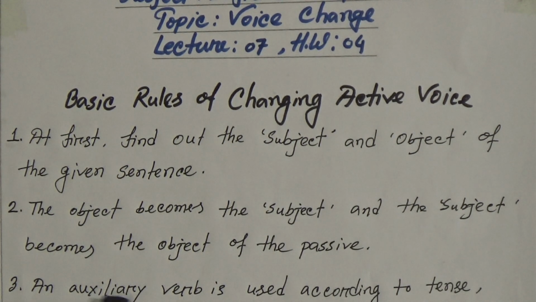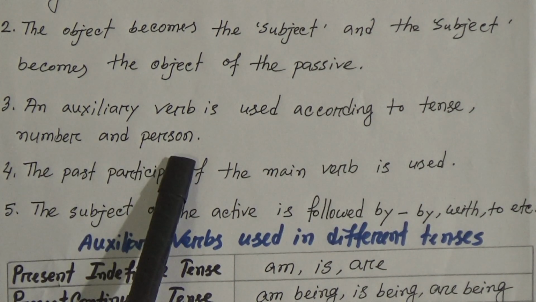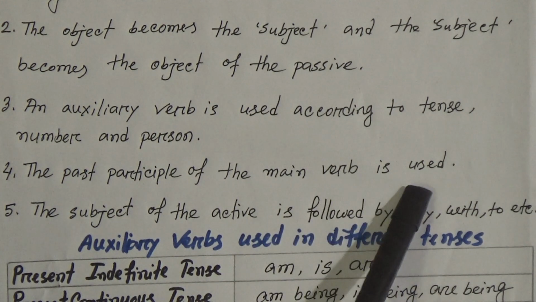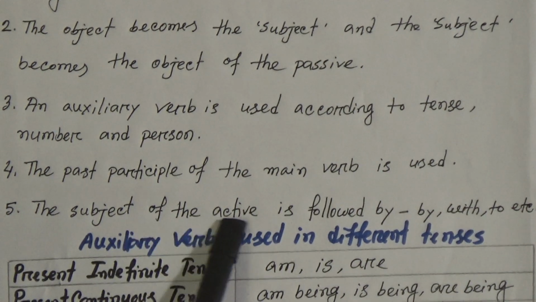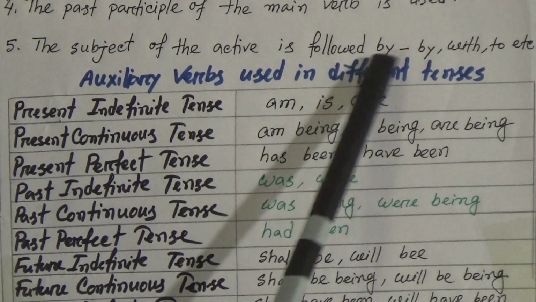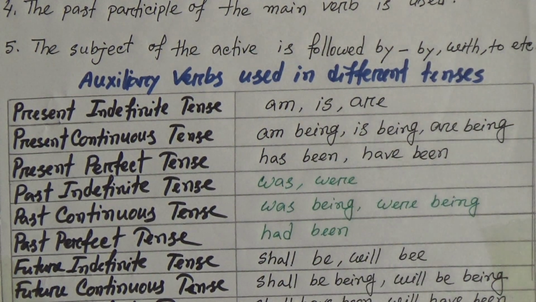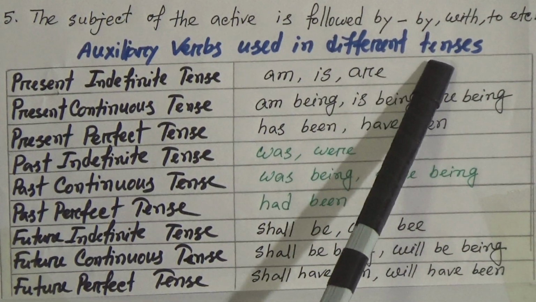Number 3, an auxiliary verb is used according to tense, number and person. Number 4, the past participle of the main verb is used. You have to remember this always, that when you make active voice into passive voice, the verb will be in past participle form. And number 5, the subject of the active is followed by some prepositions like by, with, to, etc.